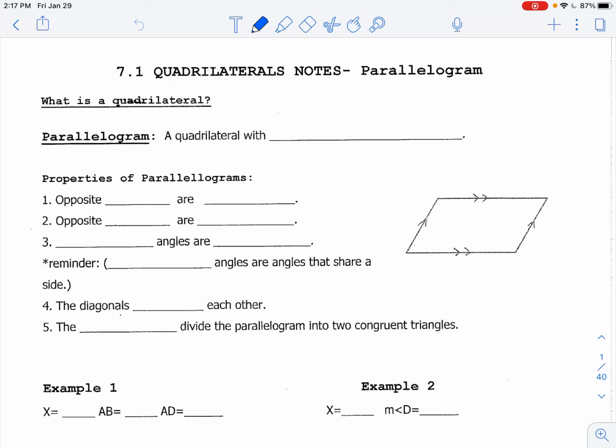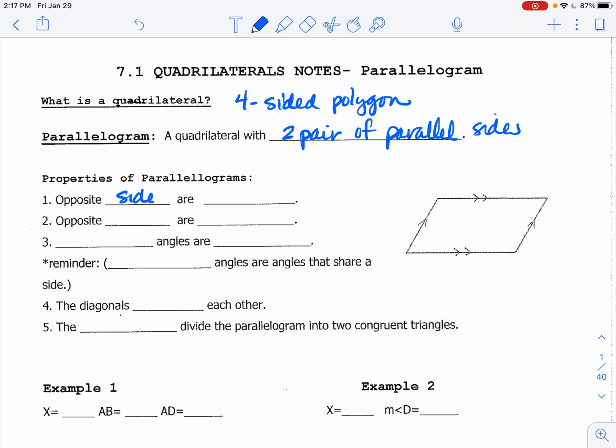In this video, let's cover 7.1 quadrilaterals notes, and we'll talk about parallelograms. So first question is, what is a quadrilateral? Well, that is a four-sided polygon. And a parallelogram is a special type of quadrilateral with two pair of parallel sides. There are some properties of parallelograms.